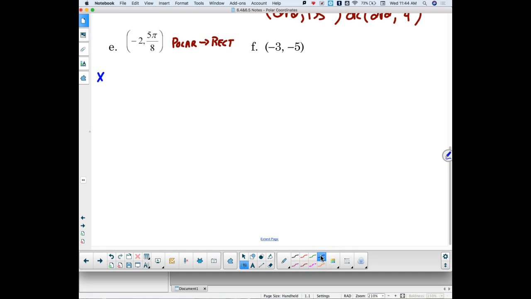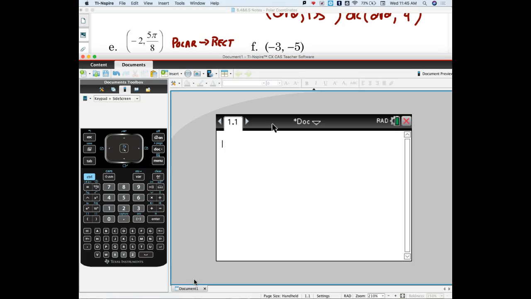So x here is going to equal -2 cosine of 5 pi over 8. And y is going to equal -2 times the sine of 5 pi over 8. Right? So I type it into my calculator.